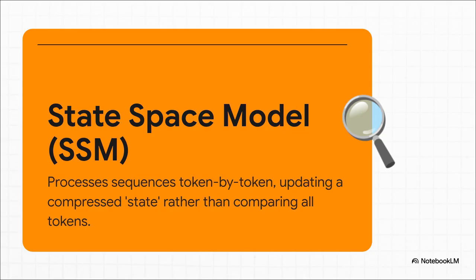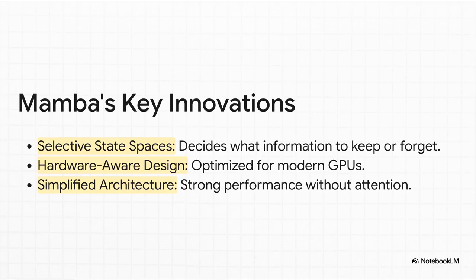As it reads, it keeps this compressed little summary in its head, a state of everything it's seen so far. The key here is that it's just updating that state with each new token, and that simple change completely transforms the complexity. It's not quadratic anymore. It's linear, or O of n. Double the text, you roughly double the work. Game changer.